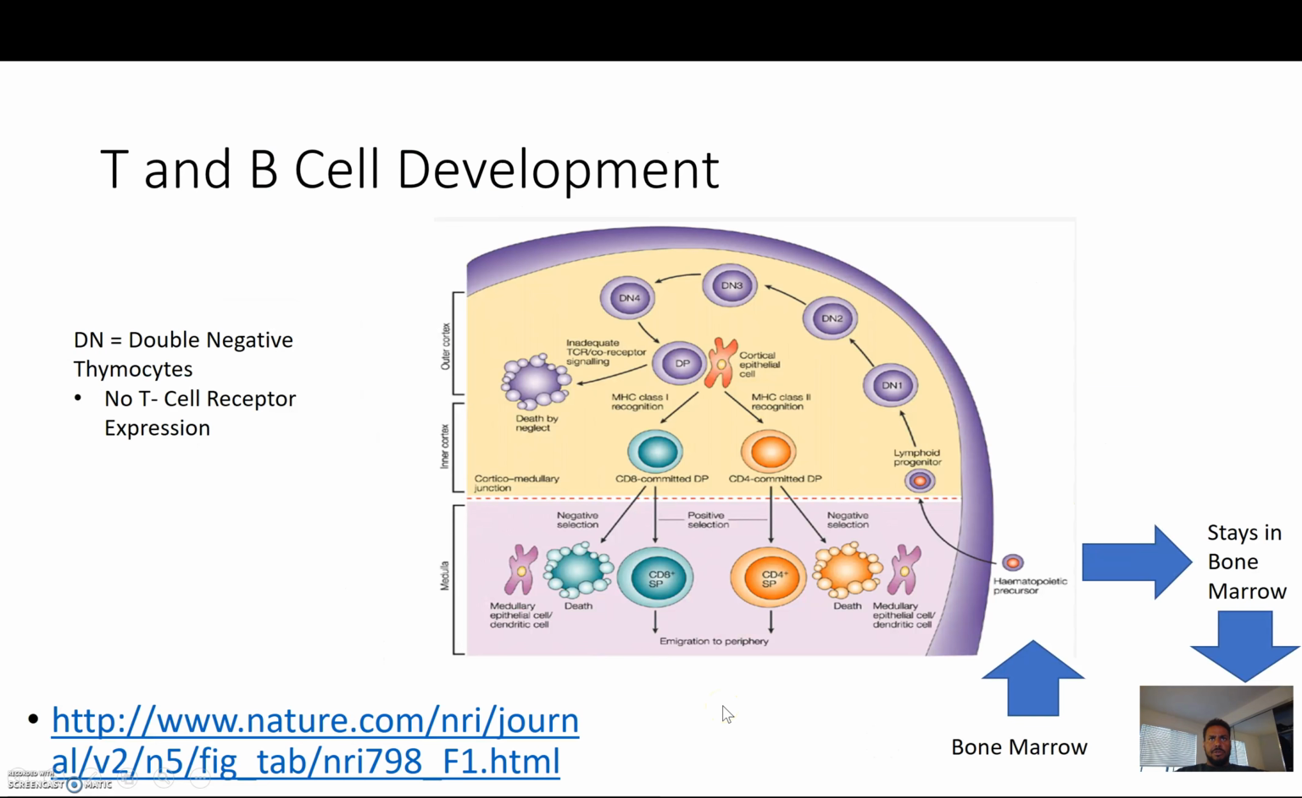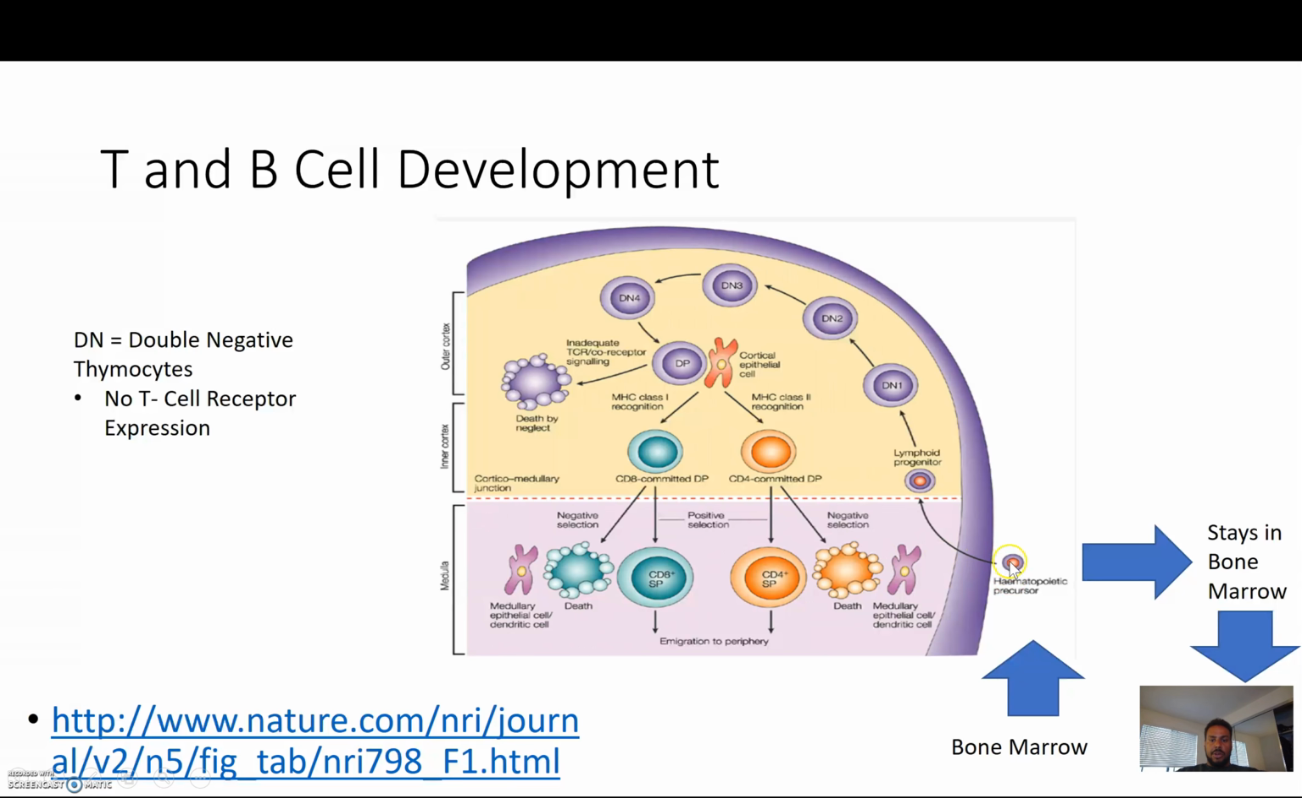So the bone marrow produces the hematopoietic precursors, and from there they could stay in the bone marrow, or they could go to the thymus. If they stay in the bone marrow, they differentiate into B cells, and when they go to the thymus, they differentiate into T cells. We have two types of T cells, CD8, which is our killer T cell, and our CD4, which is our helper T cell. We'll talk a little bit about those functions later as well.